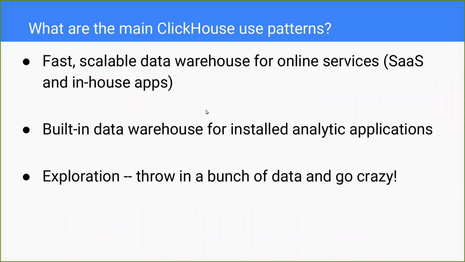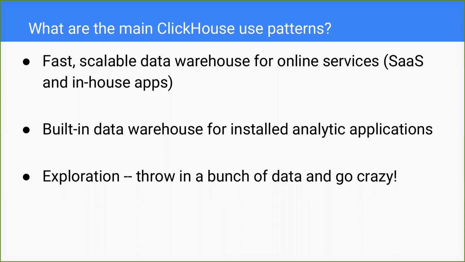I should mention, before we dive into that, I just want to touch on the use patterns for ClickHouse. So you have this database, it's very fast, has these other properties. How do people typically use it? The first pattern is to build very large data warehouses for online services as well as in-house apps. Good example, if you're familiar with Cloudflare, their DNS analytics, their website analytics, and their log management is run on a very large ClickHouse cluster. They have about 100 nodes. So that's a very common use case. Yandex does that. Many other users do as well.